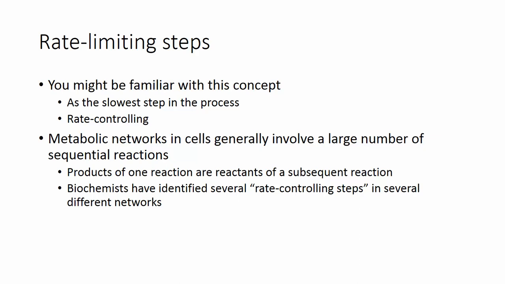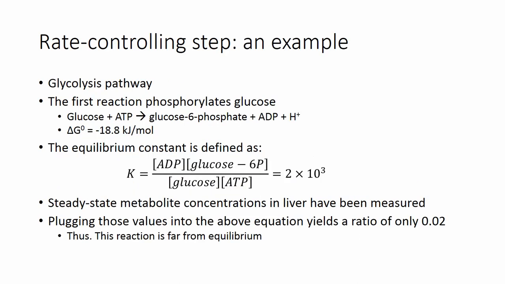Metabolic networks in cells generally involve a large number of sequential reactions. This is true of most metabolic networks, including especially glycolysis and other important metabolic pathways. And products of one reaction are the reactants of a subsequent reaction. Biochemists have identified several of these rate controlling steps in several different networks. So here's an example: the glycolysis pathway.